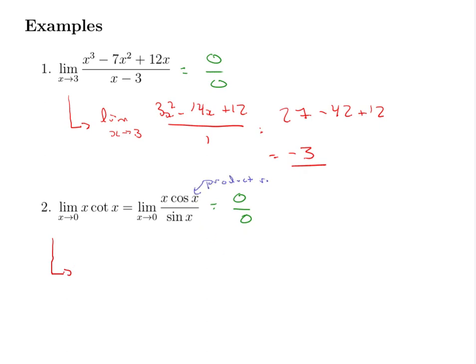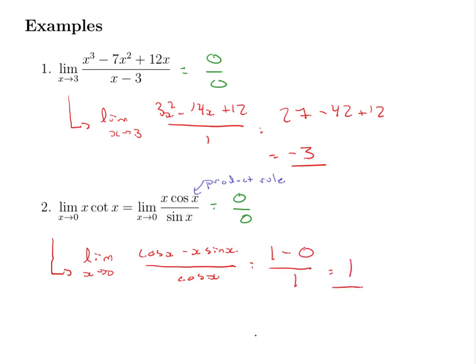I'm going to just skip through that because you guys can check it with the product rule. We'll say this is going to be the limit as x goes to 0. The product rule is going to be x times negative sine of x and 1 times cosine. So I'm going to say cosine x minus x sine x over the derivative of the bottom, which is going to be cosine x. And now when we plug in 0, we get cosine of 0, which is 1, minus 0 times sine of 0, which is 0, over cosine of 0, which is 1. So this is just 1.